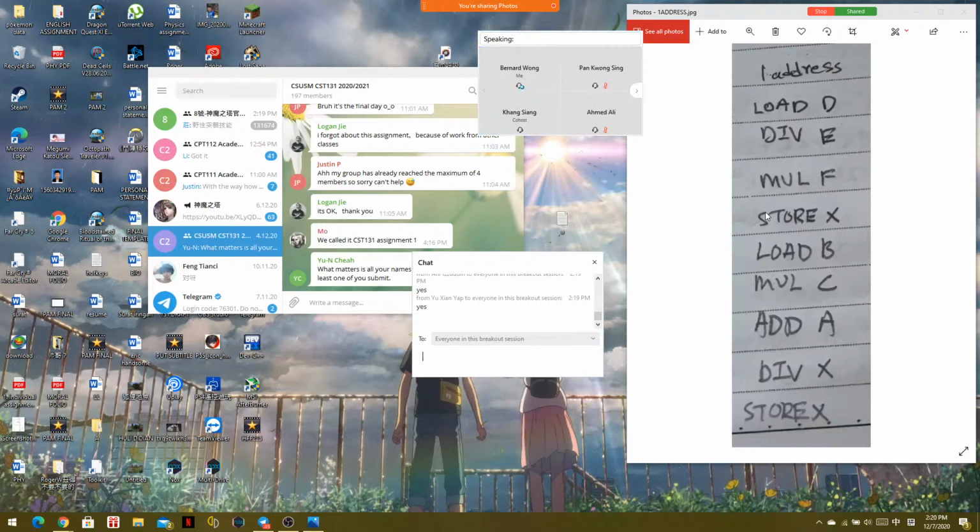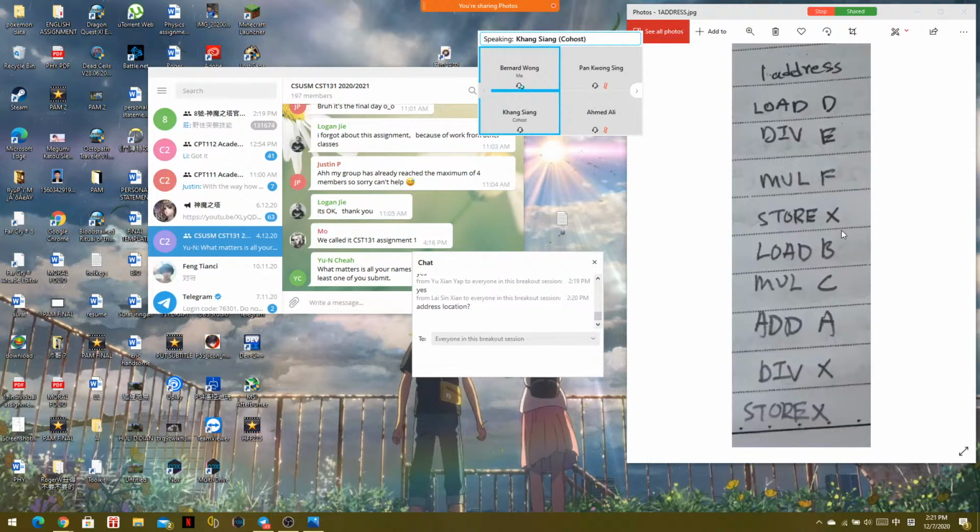No. Okay, you see, when you divide X, the divide X is already inside the accumulator. So the next step is store X. So where do you store the X? Where's the possible place that you can store? Operand.